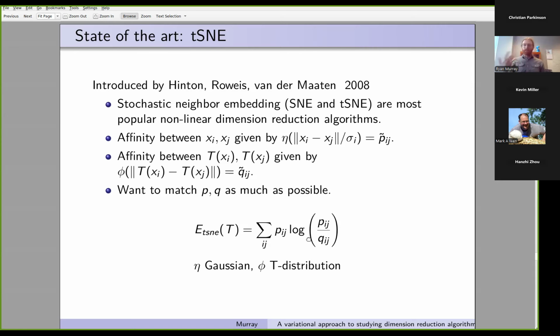Okay, so the typical choice that goes into these kernels, eta and phi, particularly in this tSNE algorithm, is you pick eta to be Gaussian, and you pick phi to be a t-distribution. Those choices feel a little bit arbitrary. Why not Gaussian and Gaussian? Well, that's what stochastic neighbor embedding did. And they found that it worked better if you used a t-distribution for the embedded space.